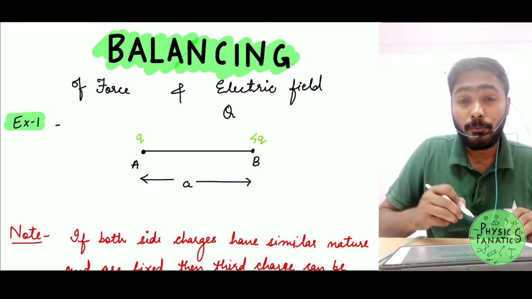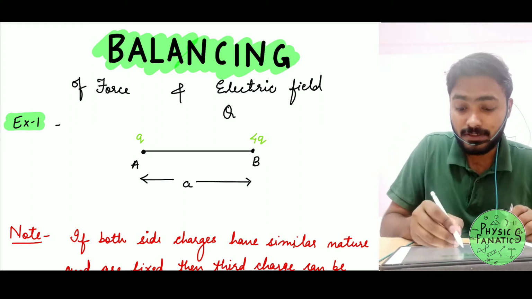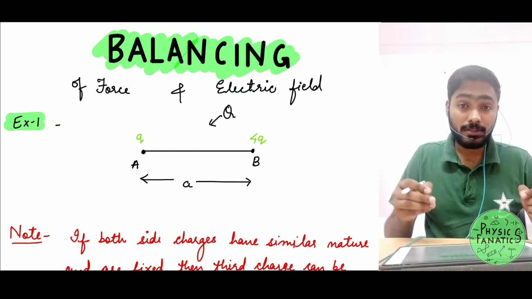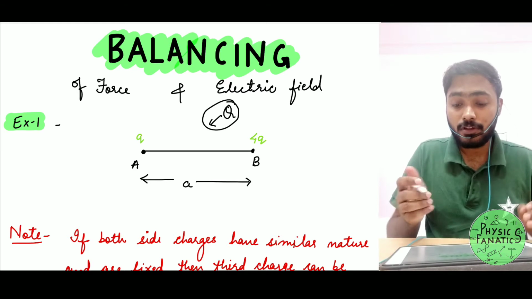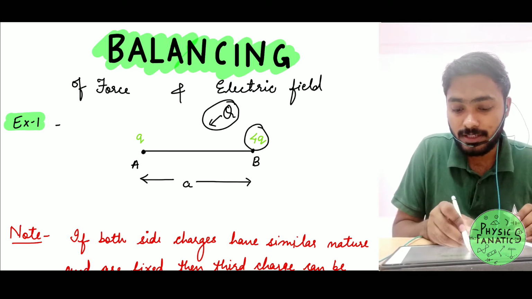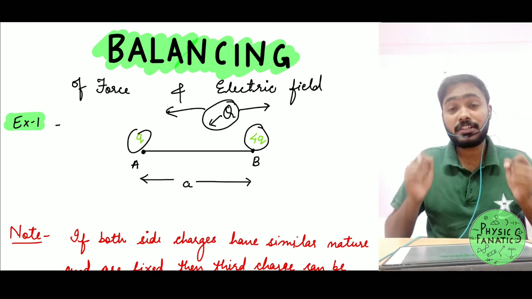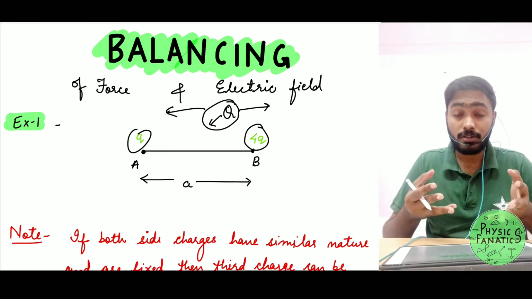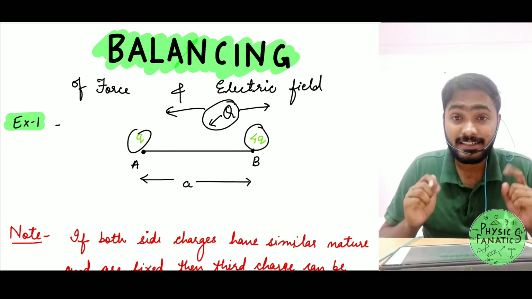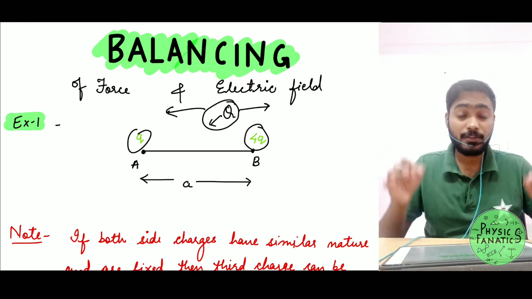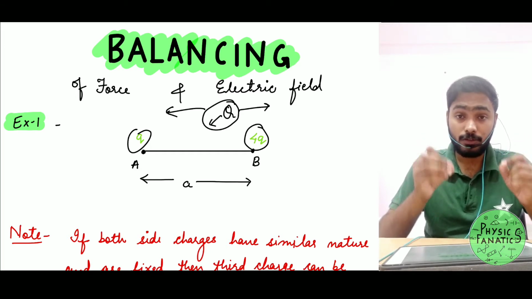Now let's say I brought a positive q charge in its vicinity. The moment I brought it, this q charge is going to experience a force of repulsion because of the 4q charge in that direction and because of the q charge in that direction. This third positive charge experiences repulsion because of these two positive charges.